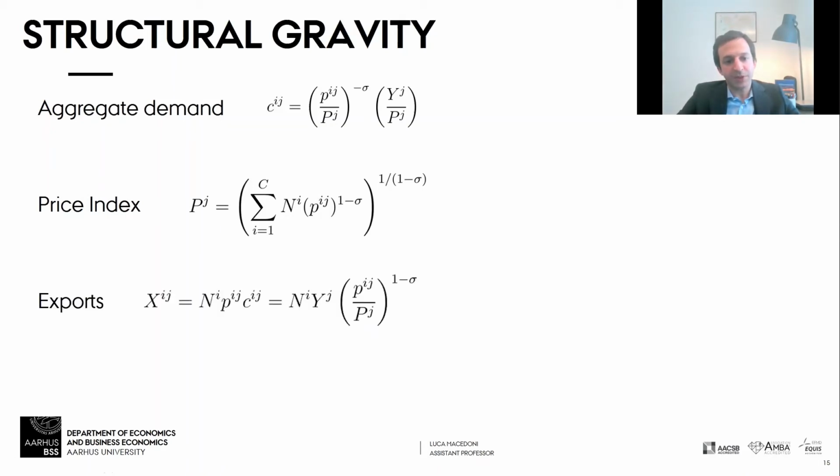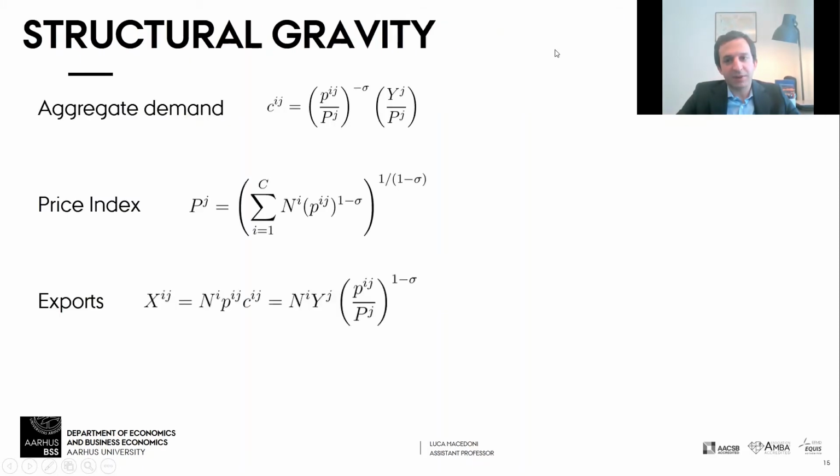Now, what are the exports? Well, total exports, X_ij, is the number of varieties N_i times the price times the quantity, right? So if you get this C_ij, you multiply it by P_ij and N_i, you get this formula here, okay?